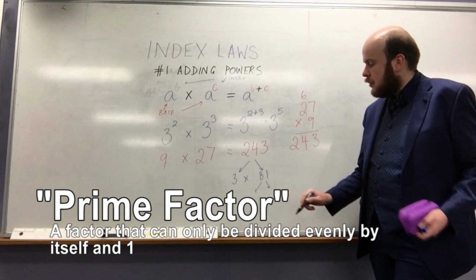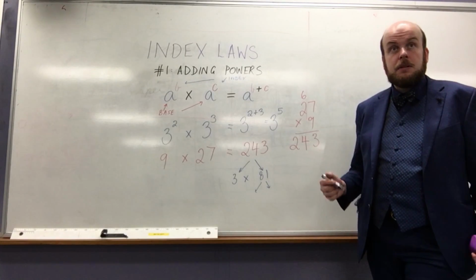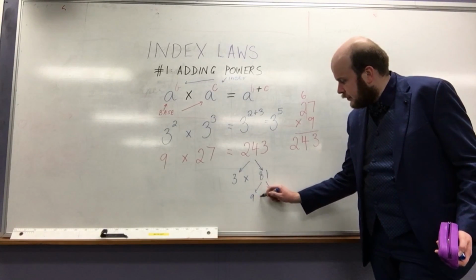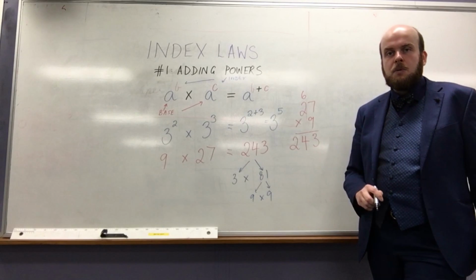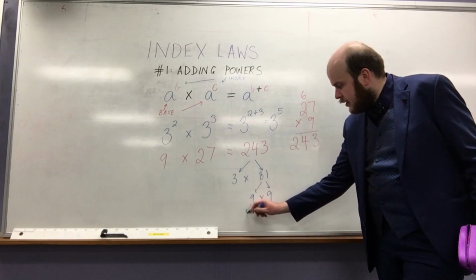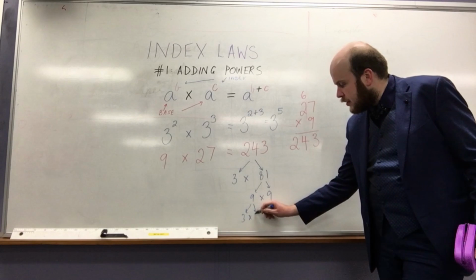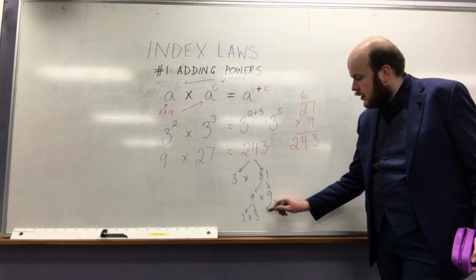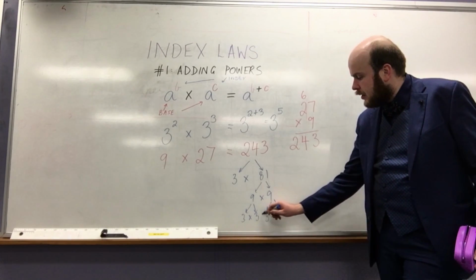So 81, what are 2 numbers that can go to 81? Well, that would be 9 times 9. And what are 2 numbers that can get inside 9? 3 times 3. 3 times 3.